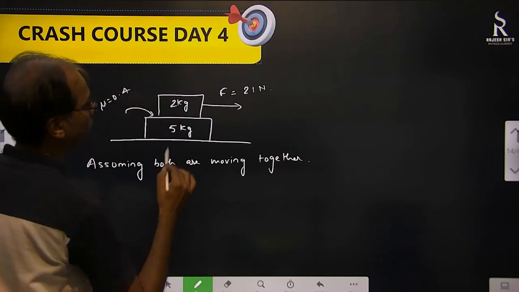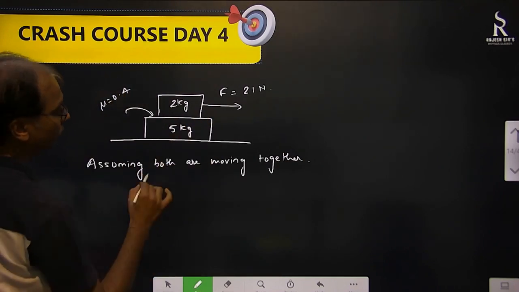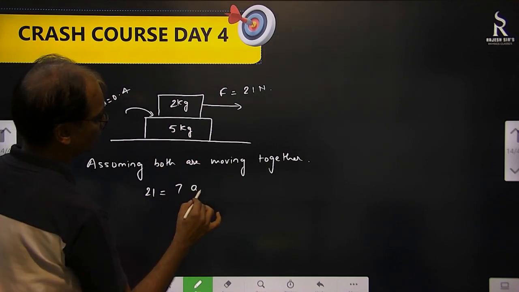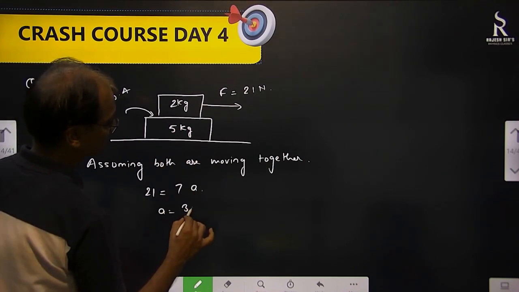So what will happen now? You will write net force is how much? 21. Net mass is how much? 7. So acceleration possible is 3.